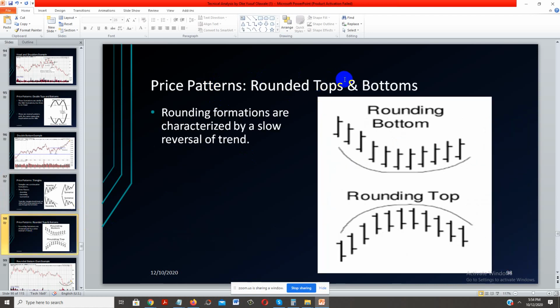Now another price pattern we have is rounded tops and bottoms. Rounding formations are characterized by a slow reversal of trend, just as seen in this picture. Though they are not using candlesticks to represent it, it shows a curved pattern whereby price reverses on its own like a circle, either up or down. So take note of all this because we are going to be detecting them from the chart.